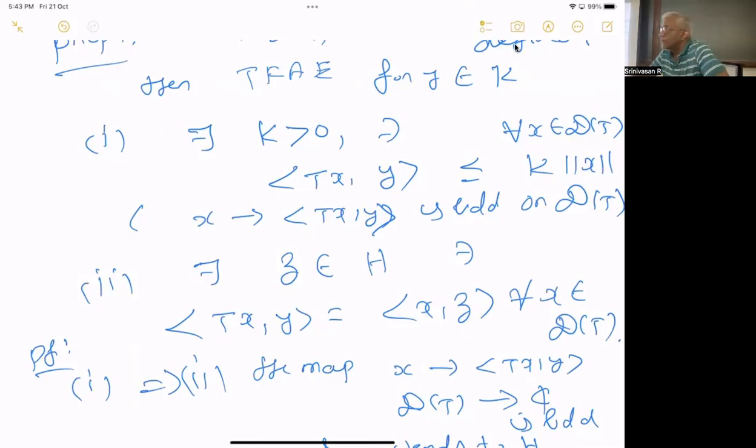It's continuous. Which is continuous? The inner product <x, z>. The inner product is not linear, but if you fix one of them, it is basically Cauchy-Schwarz. That continuity follows from Cauchy-Schwarz.